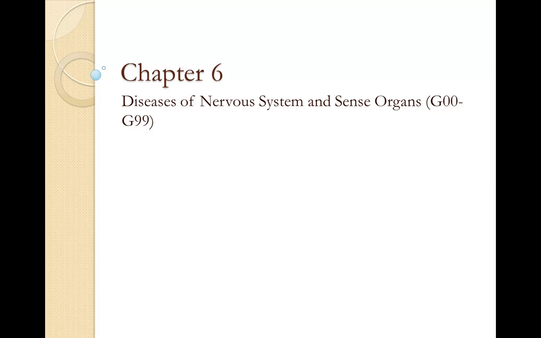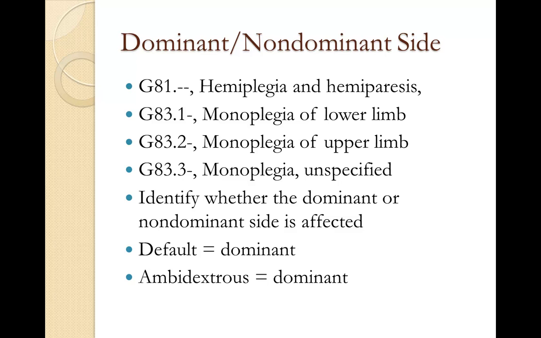All right, let's take a look at Chapter 6. We're looking at diseases of the nervous system and sense organs, and we're in the letter G, G00 to G99. A few different guidelines here. In ICD-9, we saw the hemiplegia codes, hemiparesis, things like that, which talked about the non-dominant side versus dominant side. And we actually have a new guideline in ICD-10, which I think is an improvement. I think it's a good guideline for these.